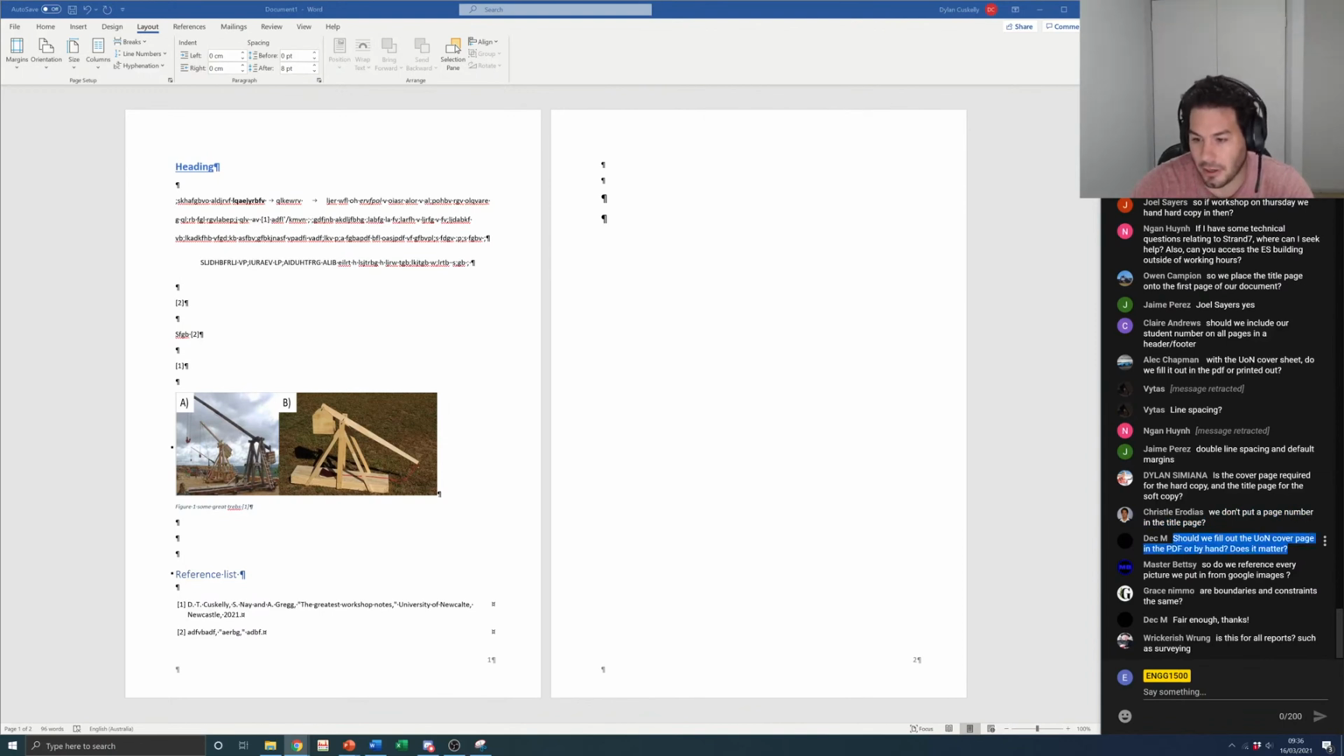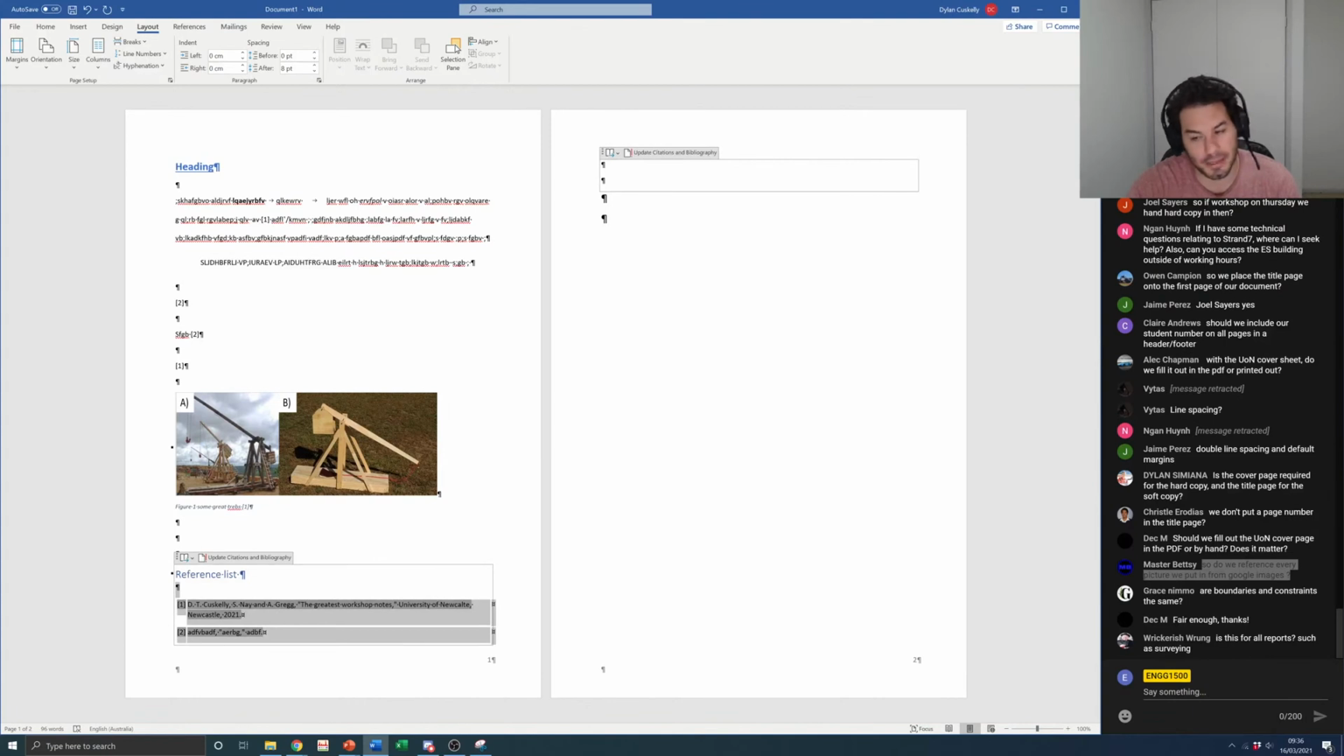Should we fill out the UN cover page in the PDF or by hand? In the PDF, wherever you possibly can. So do we reference every picture we put in from Google Images? Yep. No, that's fine. Your reference list might blow out and be 10, 15, 20 things long. Oh, I will say this. Your reference list doesn't need to be double spaced. I don't care. You can shrink your reference list down to be something more reasonable. But it doesn't matter. It doesn't count in your page count anyway, so who cares?